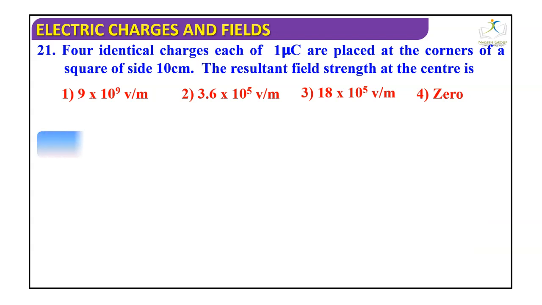Hope you did the solution. Let us match your answer. So the fields cancel out each other. That means the resultant field strength will be 0.